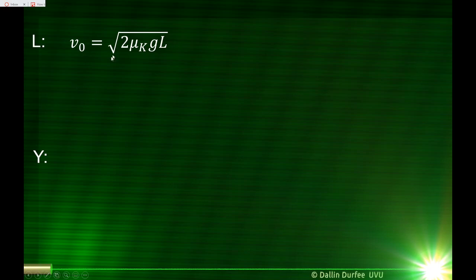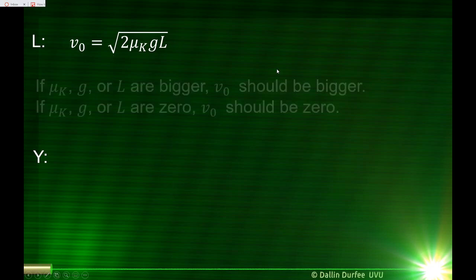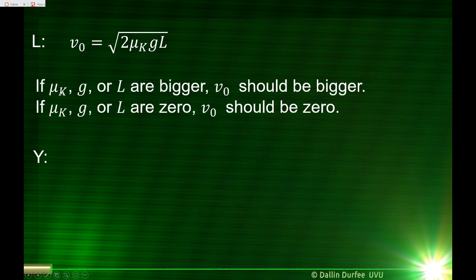Let's look at limits, known cases, and trends. Well, if mu sub k gets bigger, that means more friction, so to go the same distance, it's going to have a bigger velocity. If g is bigger, the normal force will be bigger, and I'll get more friction, and to go the same distance, I'll have to have a bigger initial velocity. Or if it goes a larger distance, I'm going to need to have a bigger velocity. So if any of those go up, v naught should be bigger. And that's what our equation says, so that's good.